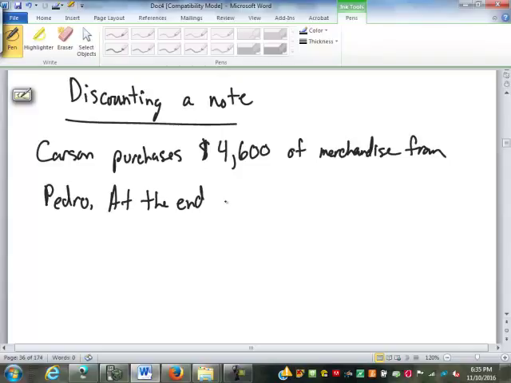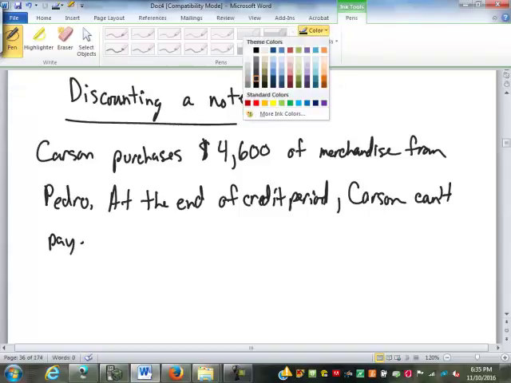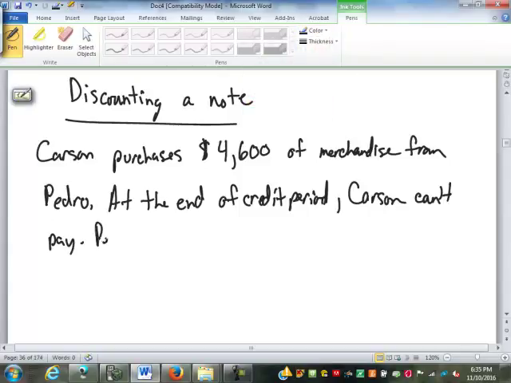At the end of the credit period, Carson can't pay. So, Pedro, now, during the credit period, there's no interest charge. And for those of you that have taken any accounting classes, at the end of the credit period, usually in that invoice, there's disclosures in there that say at the end of the credit period, this converts into a note, or interest will be charged starting at the end of the credit period at 9% or 12% interest. So it converts into a note.